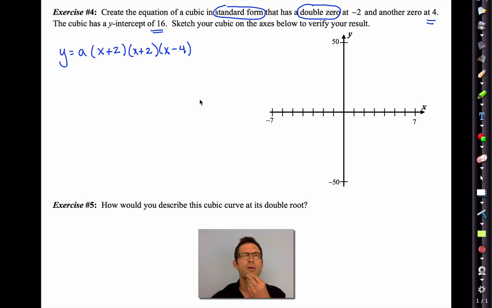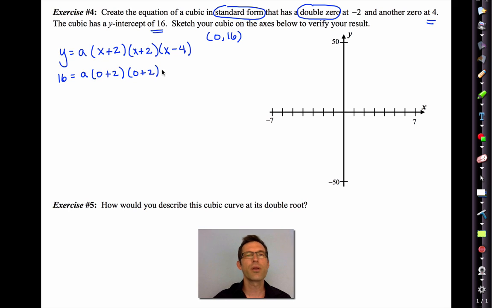Now, we need to figure out our value of a, and we have a y-intercept of 16, which means the point (0, 16) must lie on our function. Okay, well, let's put that in. Let's put 16 in for y and 0 in for x.